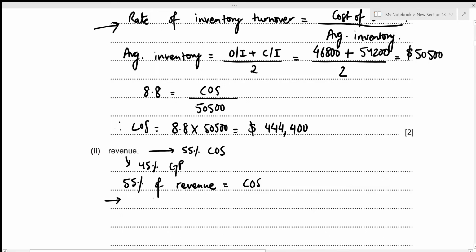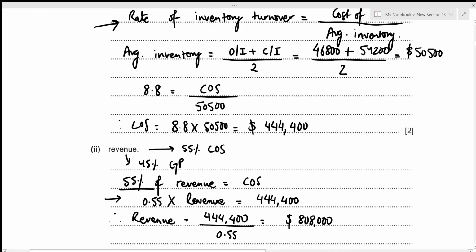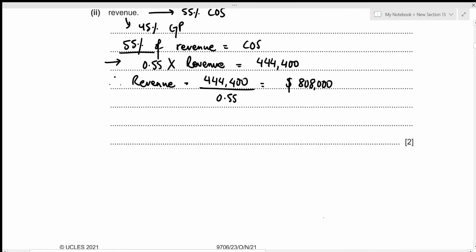Now we already know the value for the cost of sales. For 55%, we can write it down as 0.55 times revenue. It's just going to be 444,400. So this is a very simple equation. Now revenue is just going to be 444,400 divided by 0.55. So this gives the total revenue to be 808,000. Alright, this concludes the first part. Now we can move to the second one.